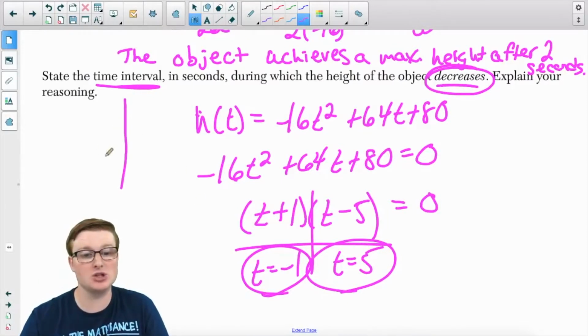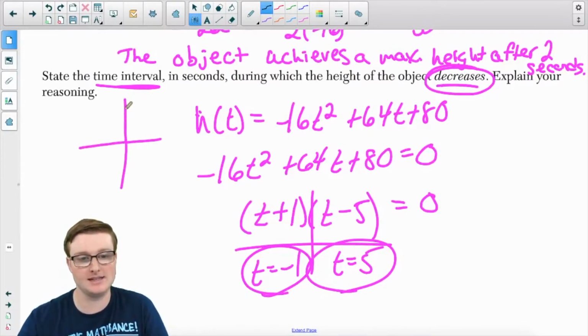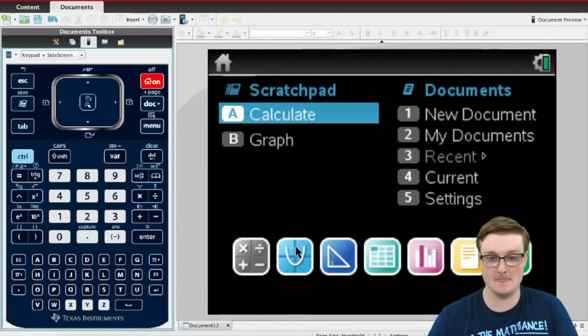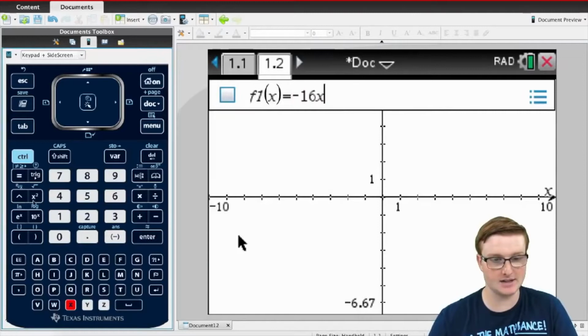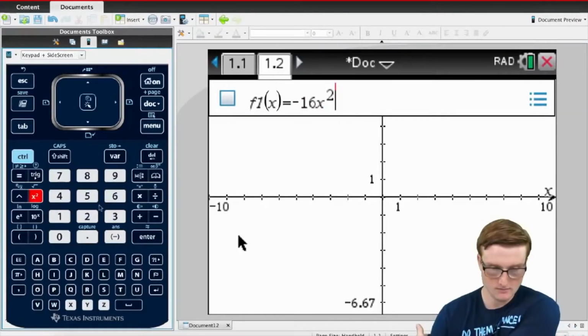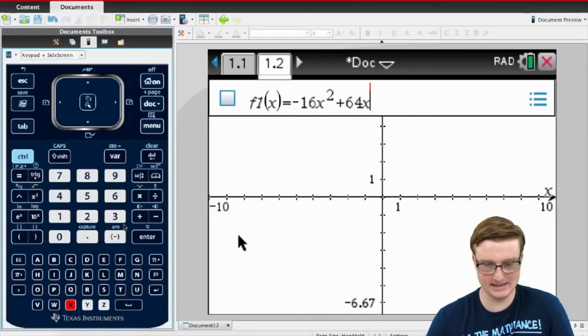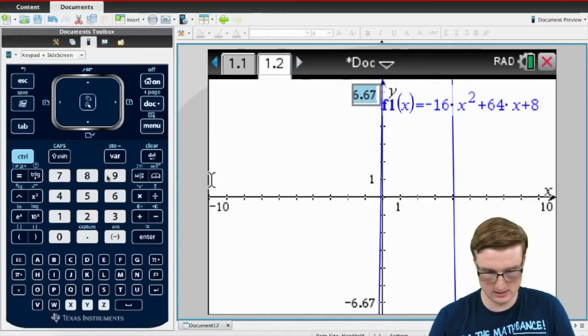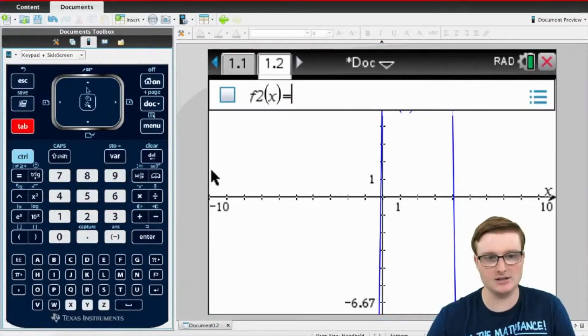From 2 to 5. Because if you were to draw a parabola, it's saying from 2 all the way down to 5. This is your decreasing interval. And if you don't believe me, graph it. Graph negative 16x squared plus 64x plus 80, and you will see, let me just get up here for a moment. Oh, did I just do plus 8? It should be plus 80.